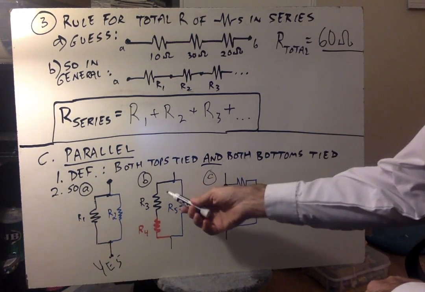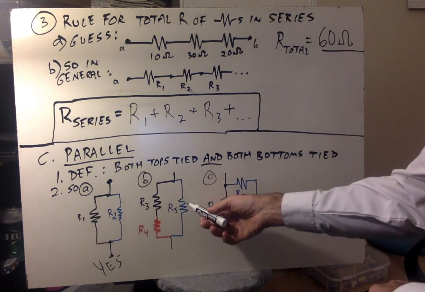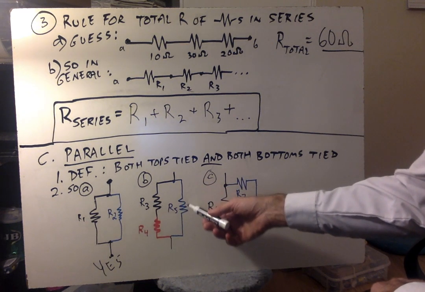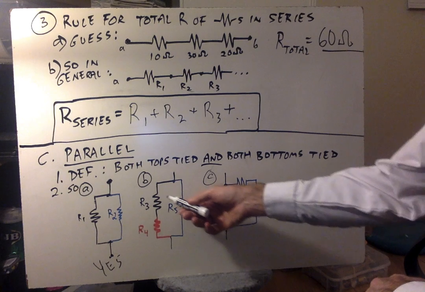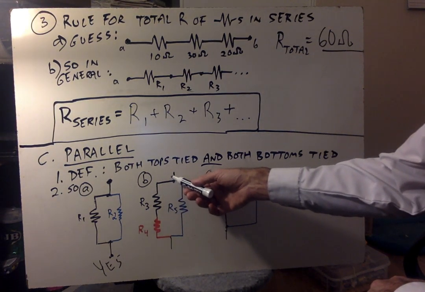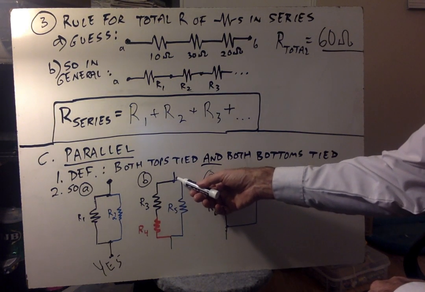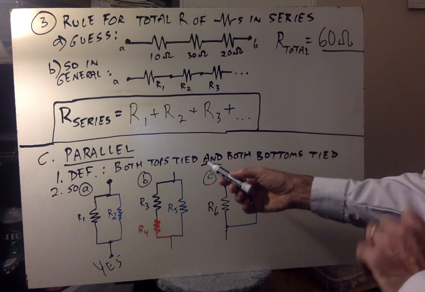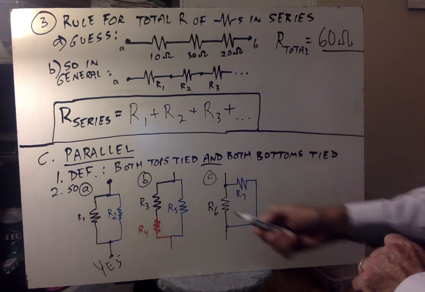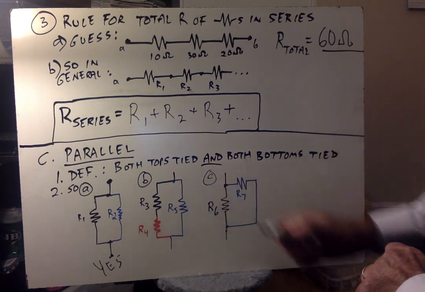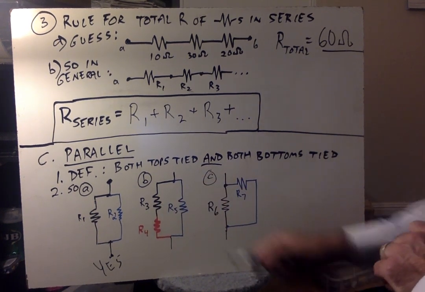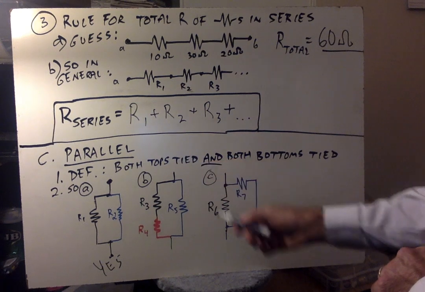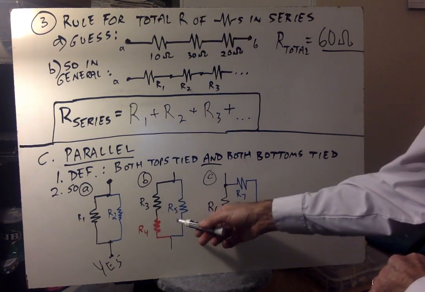All right, now let's look at these. Let's look at R3 and R5. Are their tops tied together? Look at the black wire coming off the top of R3 and the blue wire coming off the top of R5, and the answer is yes. So are these two in parallel? You may want to pause the video and answer that yourself. Are R3 and R5 in parallel? And the answer is no, because even though their tops are tied together, the bottoms are not.